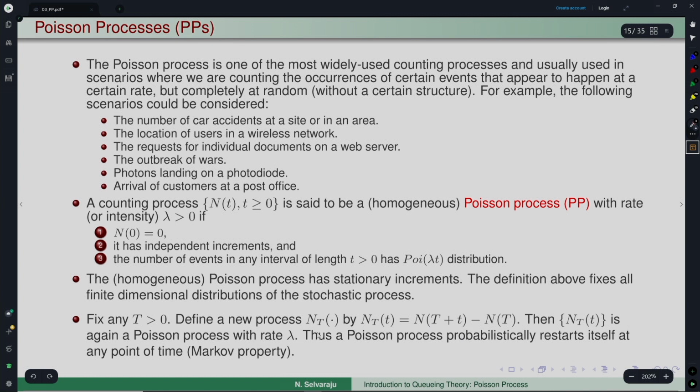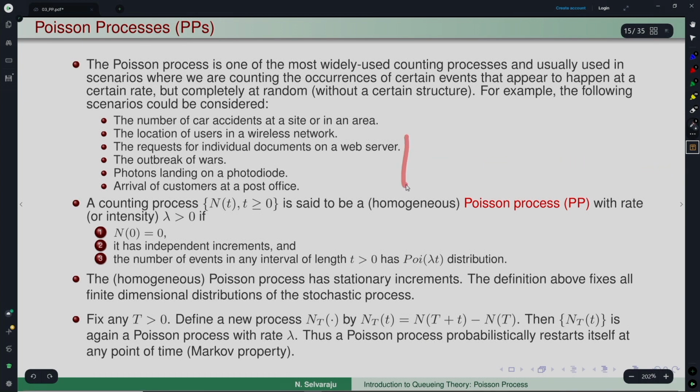What I am doing is fixing a time and looking at the increment of the process from time capital T up to time capital T plus small t. If I define this as N_T(t), then this is again a Poisson process with rate lambda. What this means is that the Poisson process probabilistically restarts itself at any point of time, and this is the essence of the Markov property. So, you have a timeline.